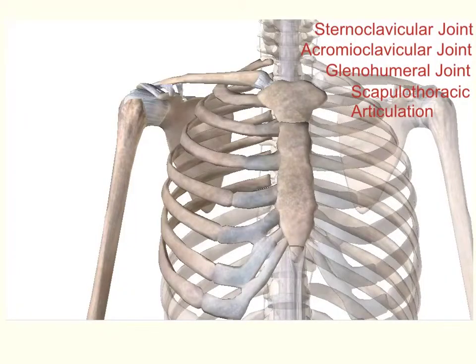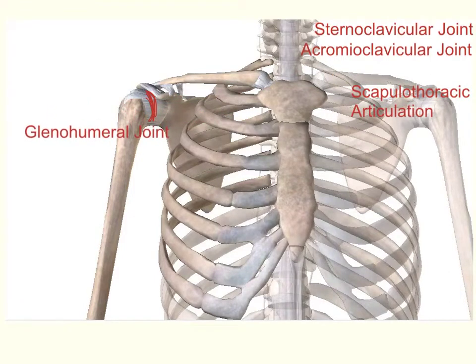Okay, and we're going to talk about 4 different joints that occur in and around the shoulder. And what you normally think of as the shoulder joint is called the glenohumeral joint, and that's occurring right here under all these ligaments that you see. So the glenohumeral joint is what you think of as the shoulder joint.